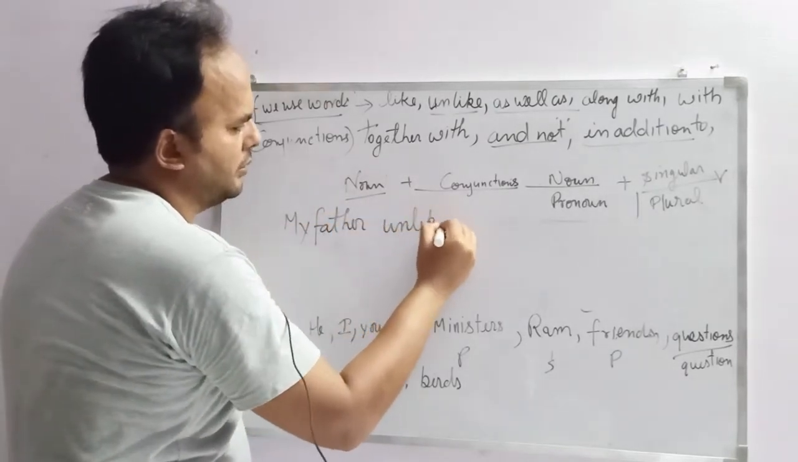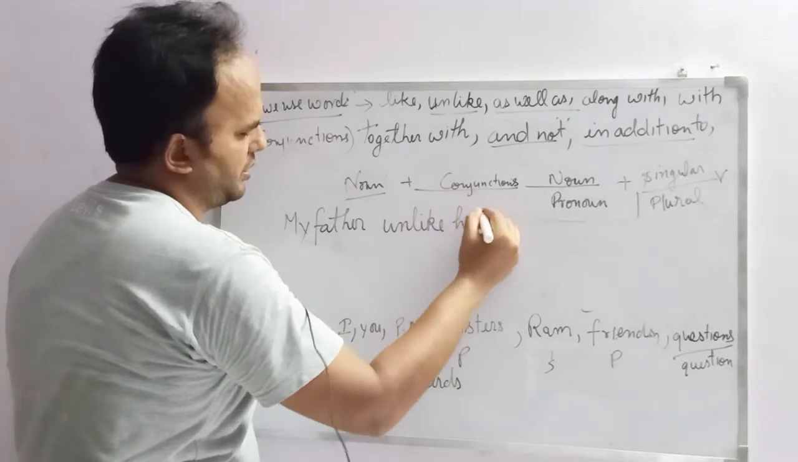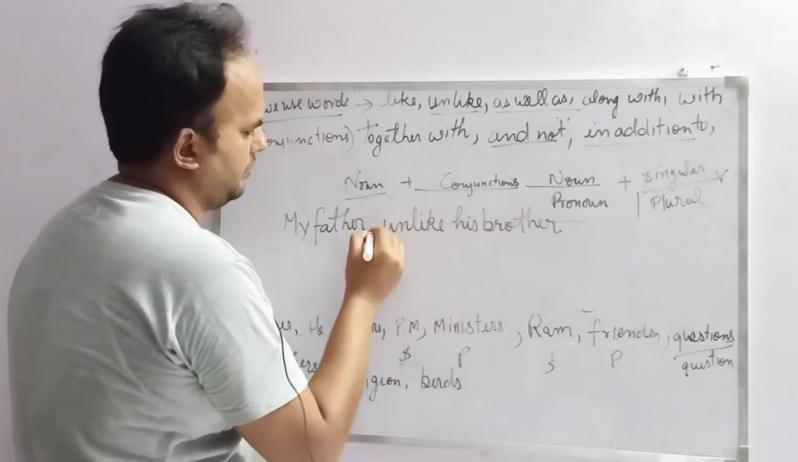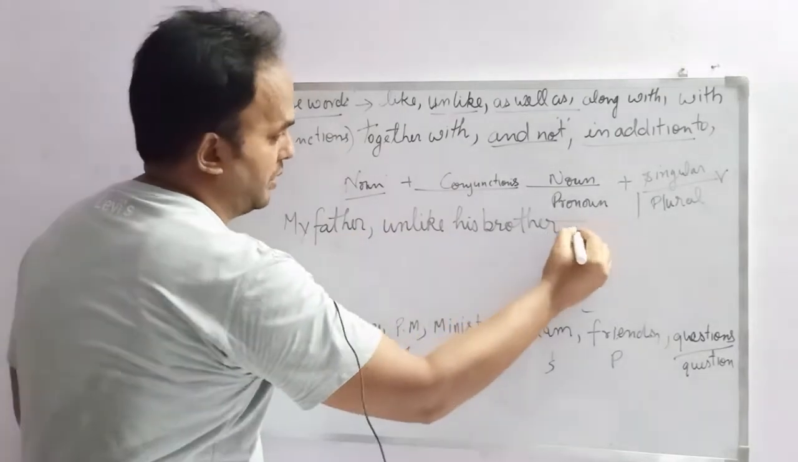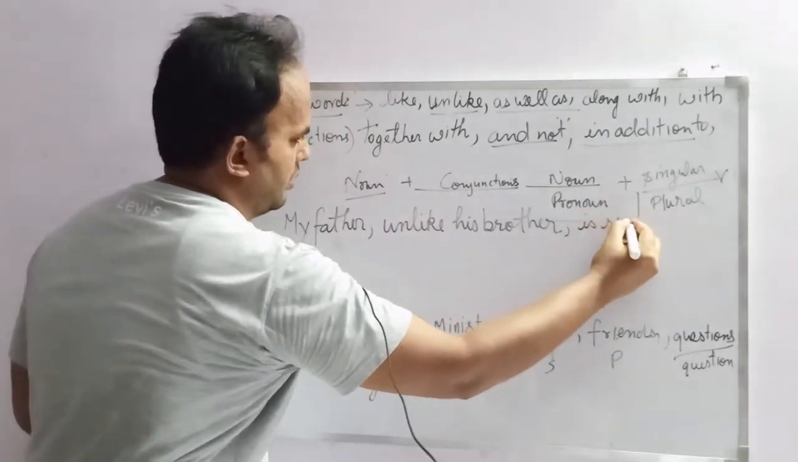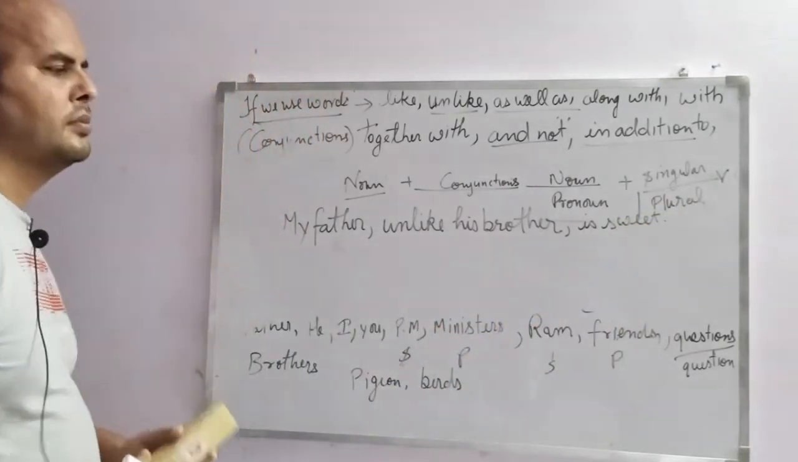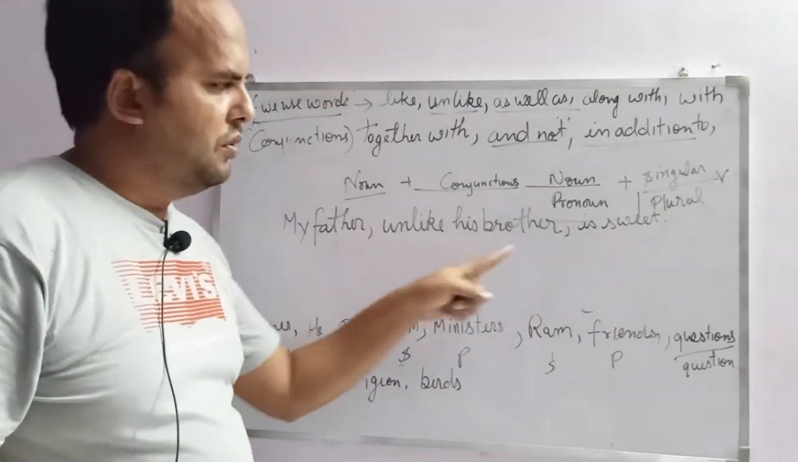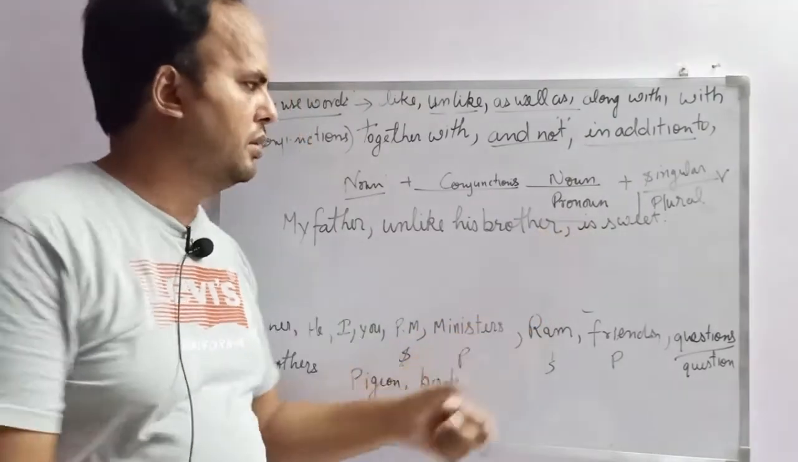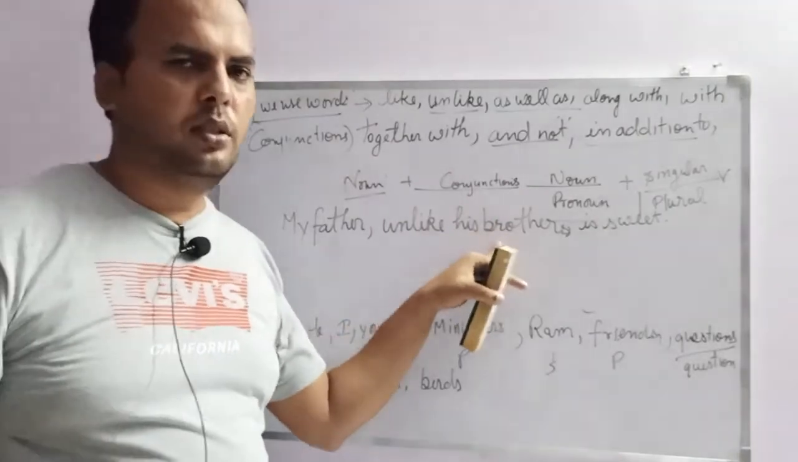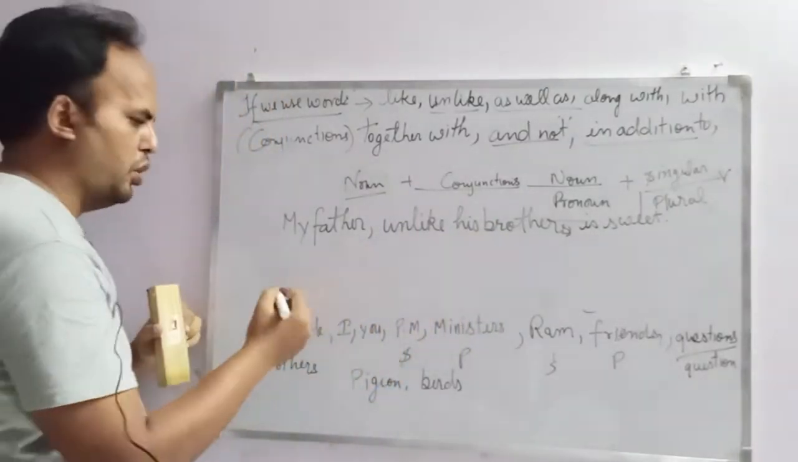unlike his brothers. My father, unlike his brother, is sweet. My father is singular, therefore the verb is singular. No matter, the second part is plural. Now let me take one more example.